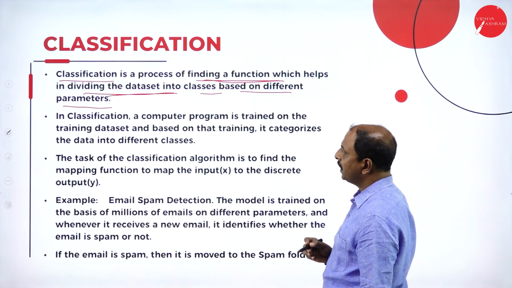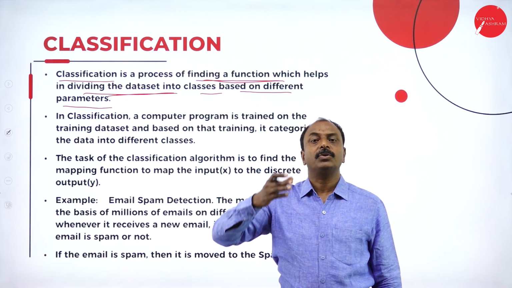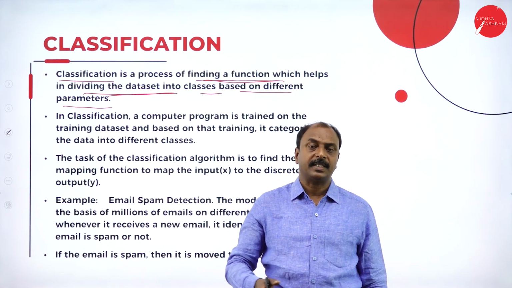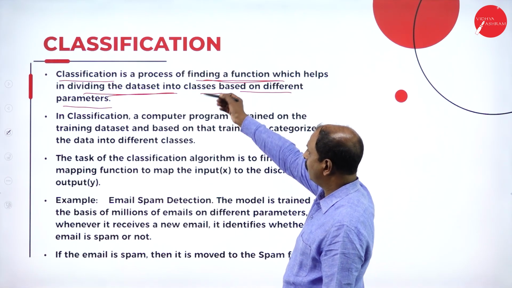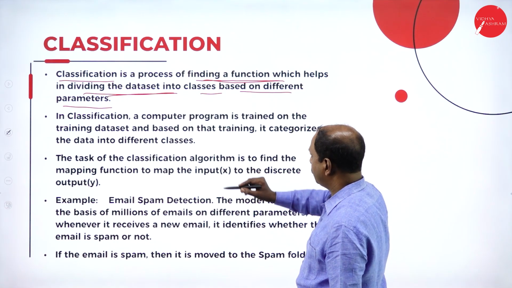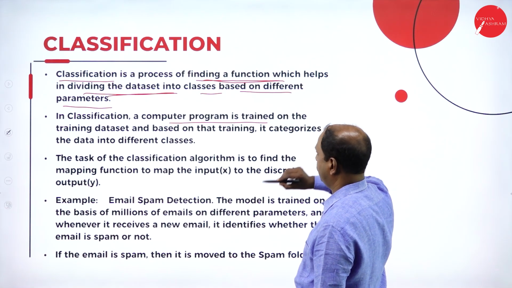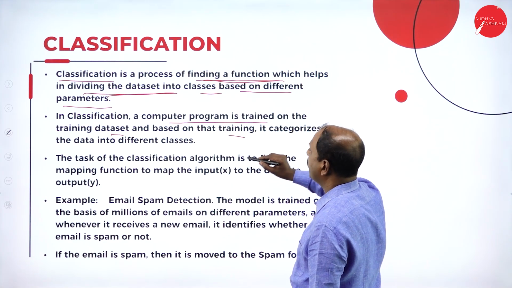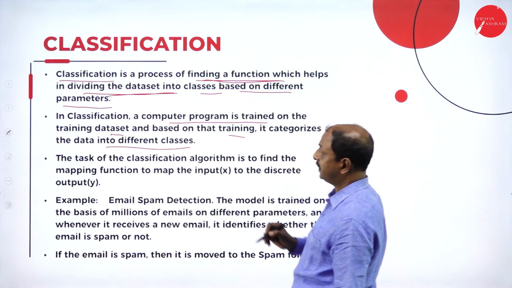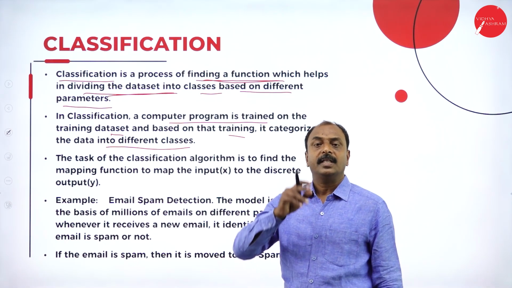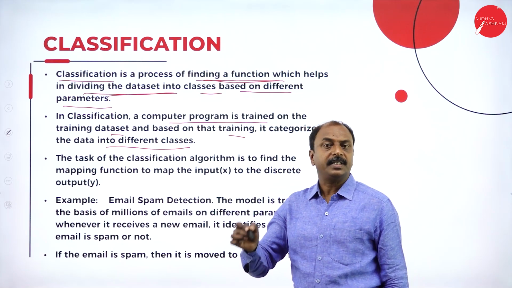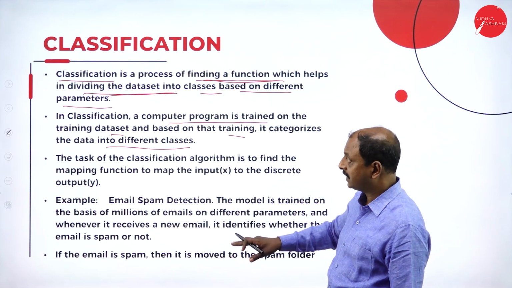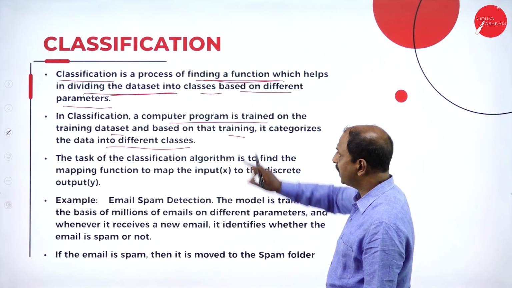The meaning here is, if we have many data sets, we are going to categorize them. We are going to separate them based on some characters or features. That is the meaning of classification. In classification, a computer program is trained on the training data set, and based on the training, it categorizes the data into different classes. The data set is divided into different classes based on certain criteria.